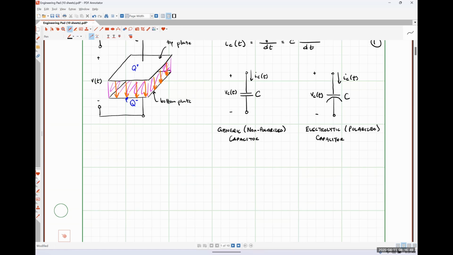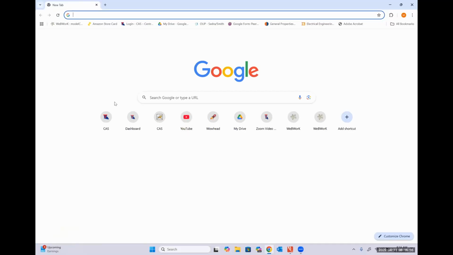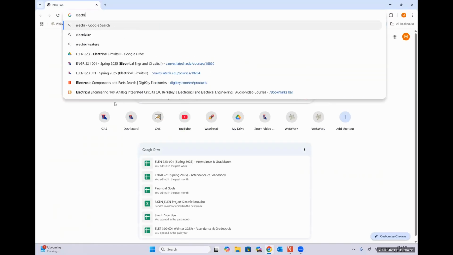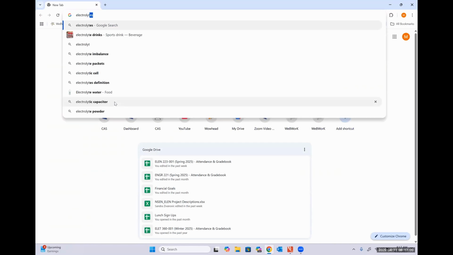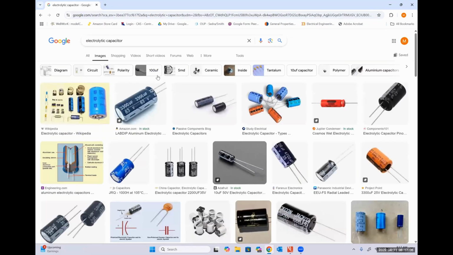So I want to pull up a quick, literally just going to open up Google here and search for electrolytic capacitor and pull up a picture. Let's see if we can find a better one. Those are fine. This is a good one.